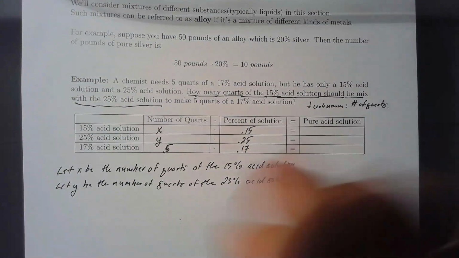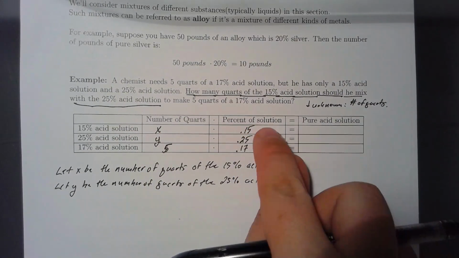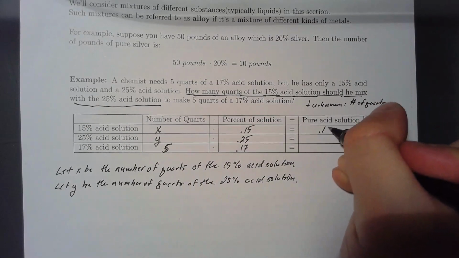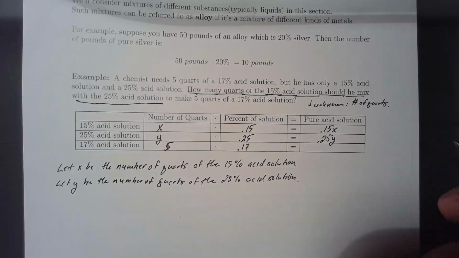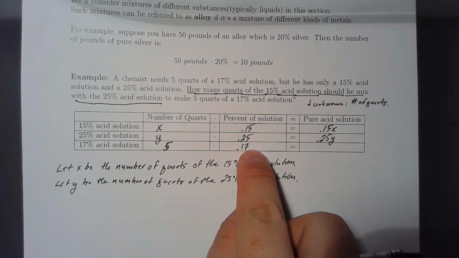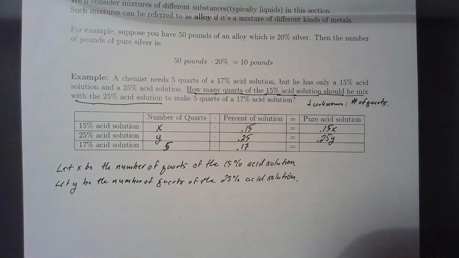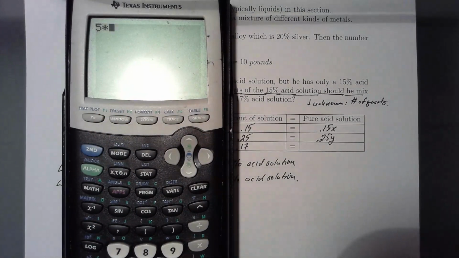Now the pure acid is going to be the number of quarts times the percentage of the solution. So here it's going to be 0.15 times X. This is going to be 0.25 times Y. And if you did the math here, 5 times 0.17 is going to give you how much is pure acid. So 5 times 0.17 is 0.85.